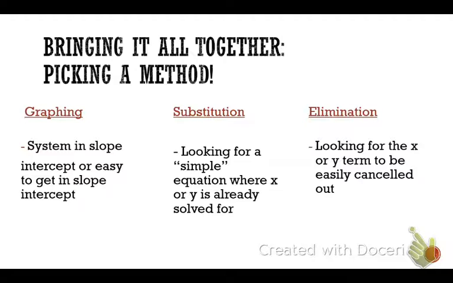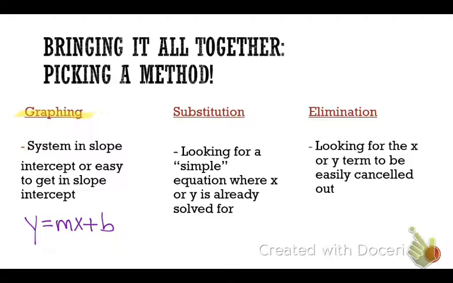All right, so let's look at this information that brings it all together. Definitely star this, highlight it. It can be really helpful as you start to study for your chapter 5 quiz. So graphing. What am I looking for in a system to know that I should graph? It should be in slope-intercept form or easy to get in slope-intercept form. Can you say it with me? y equals mx plus b.